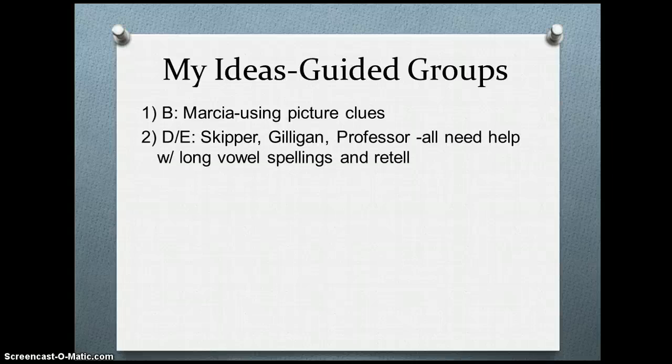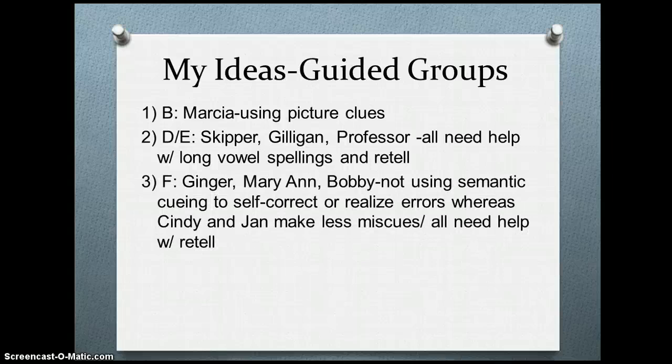At the D and E level, I have Skipper, Gilligan, and Professor, and they all need help with long vowel spellings and with retell, so I would put them in a group together. Now, in the F group, there are 2 kind of subgroups. There's Ginger, Marianne, and Bobby who aren't using semantic cueing to self-correct or realizing their errors, whereas you have Cindy and Jan who are making less miscues, but they all need help with retell. So even though I group them all by level F, I'm still going to pay attention to what instruction I'm giving them and really emphasizing using semantic cueing and thinking about, does that make sense with Ginger, Marianne, and Bobby.